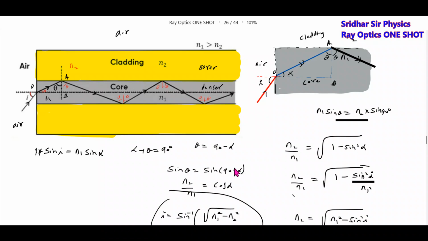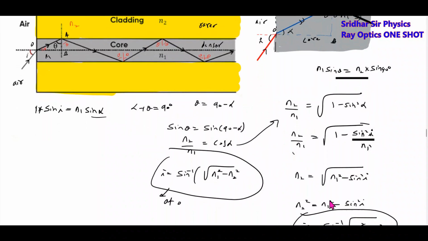Sine of 90 minus alpha will be cos alpha. So N2 by N1 equals cos alpha. Cos alpha, you can write as root of 1 minus sine square alpha. Sine alpha, you can write as sine I by N1. Solving this equation further, N2 square equals N1 square minus sine square I. So I'll get an expression for I.